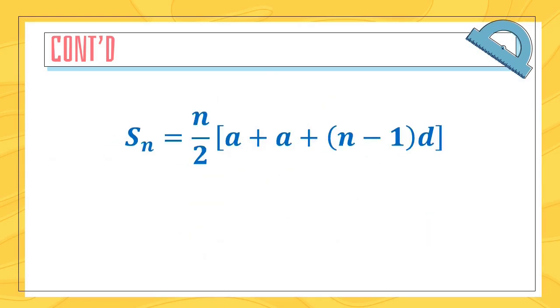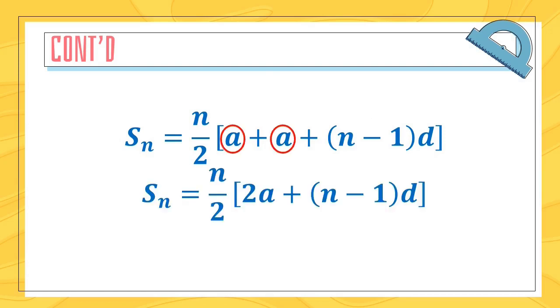And so we can simplify this formula further by adding A plus A, and that will produce 2A. So the new formula for finding the sum of any arithmetic sequence is given by S subscript n equals n over 2 all multiplied by 2A plus n minus 1 all multiplied by D. With this formula, we can now solve for the first term, which is denoted by A, because the number of terms, which is n, is known. The sum is also known, and the common difference, which is denoted by D, is also known.